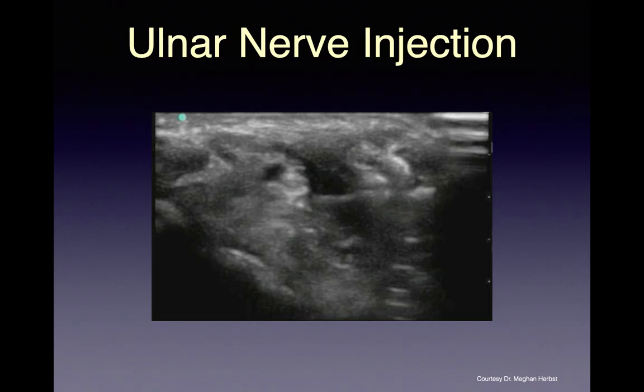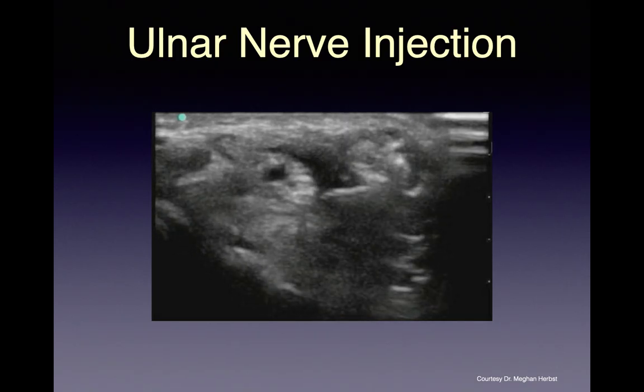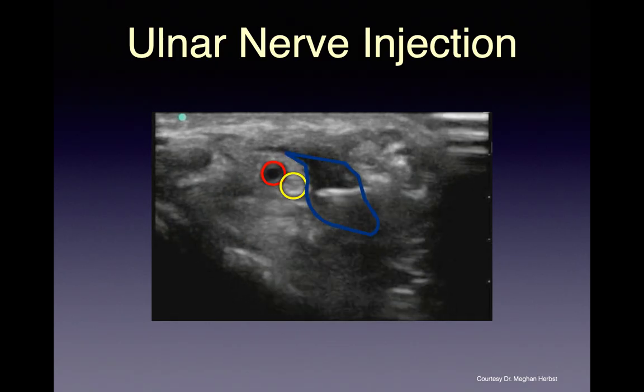Here is a video of local anesthetic being injected adjacent to the ulnar nerve. You can see the needle tip is well visualized. Note I've highlighted the artery in red, the nerve in yellow, and the anesthetic in blue.